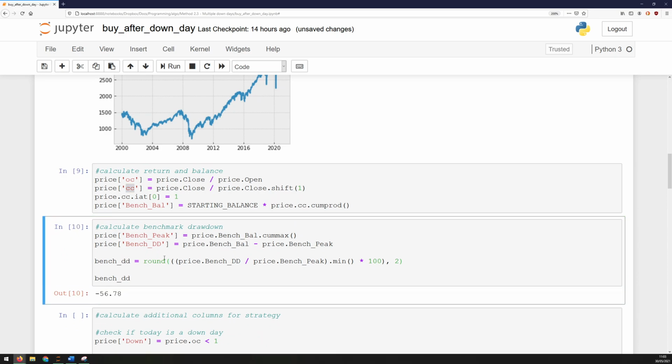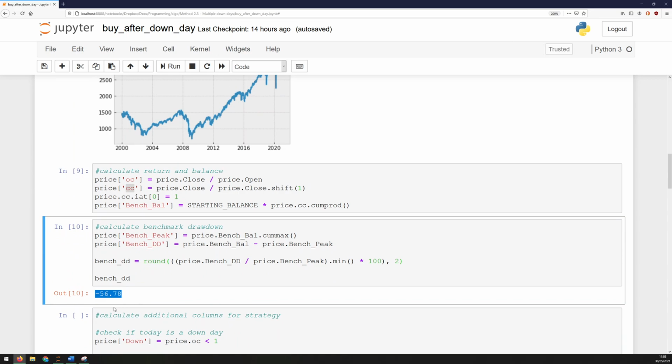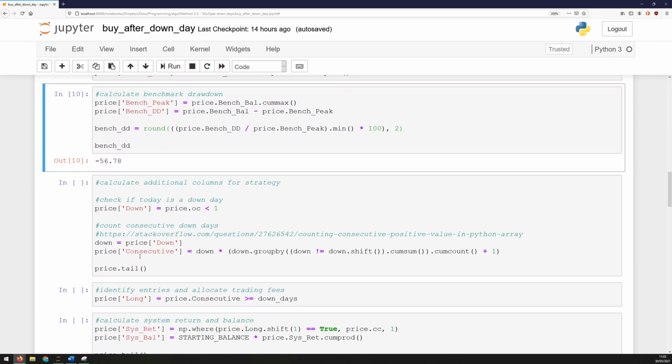Following that, I can calculate the peak balance, and by taking away the current balance from the peak, I can calculate the drawdown, which gives me the maximum drawdown for this system. The system being a buy and hold on the S&P 500. So essentially, the S&P 500 dropped at most just over 56% at its worst.